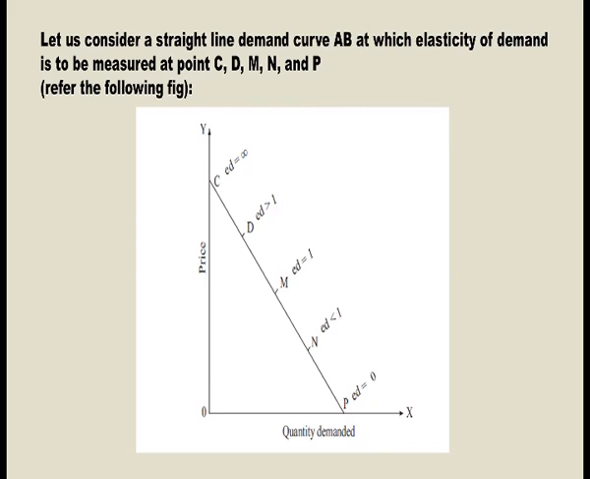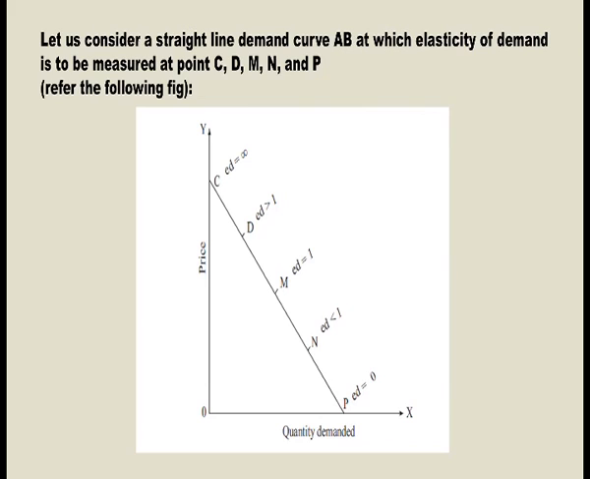How is it? At the point M, the lower segment of the demand curve is MP, whereas the upper segment of the demand curve is CM. So we calculate the elasticity of demand by dividing MP by CM. So we get the elasticity of demand equal to 1.